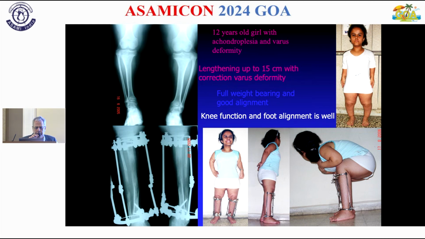Here's one case, a 12-year-old girl with achondroplasia. We heard this indication already. We used it bilaterally and had a lengthening of 50 centimeters and correction of varus deformity at the same time. Knee function and foot alignment are very good. You can see full weight bearing on the right side.